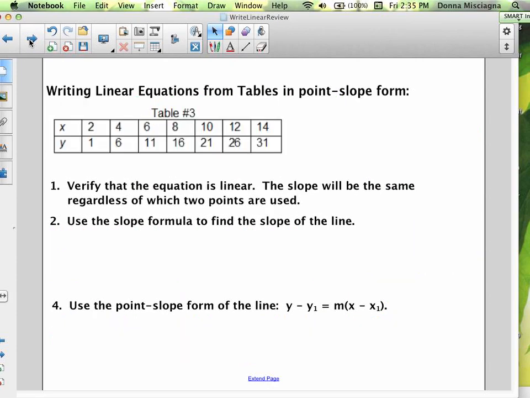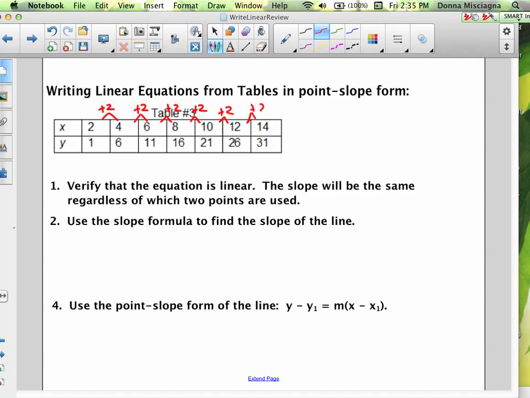And the last one, all right, let's take a look at this one. Increase by 2 in the x. Always check x first. Plus 2, plus 2, plus 2, plus 2, plus 2. All right, let's see if we have a constant rate of change in the y. Plus 5, plus 5, plus 5, plus 5, plus 5, and plus 5. So this is a linear function, because we have a constant rate of change.